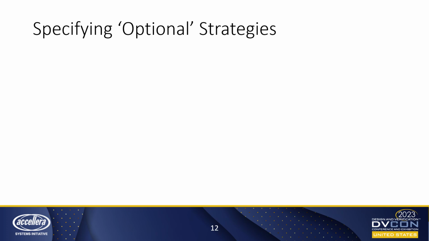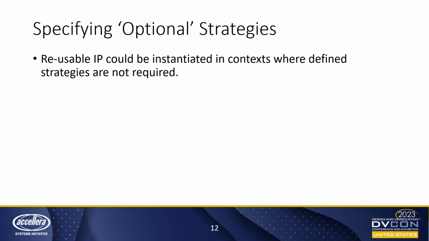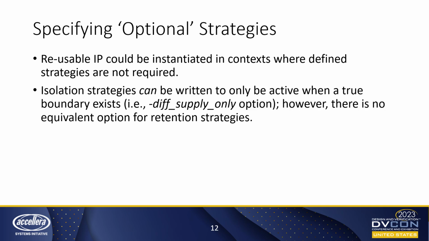As we saw in our example system, we need to be able to describe strategies in ways that allow the strategies to apply only when they're needed. Reusable IP can be instantiated in ways that render defined strategies unnecessary. Isolation strategies can be written to only be active when they're needed, with options like diff supply only, for example, or with the simple concept that strategies don't apply where no boundary exists. However, there's no option for retention strategies to allow them to be disabled if the logic is never turned off.